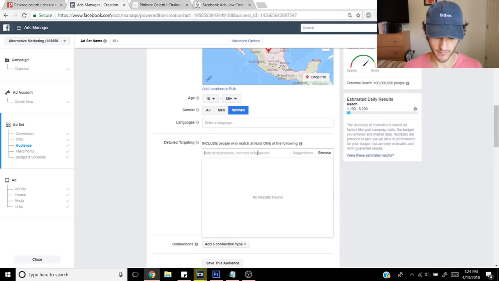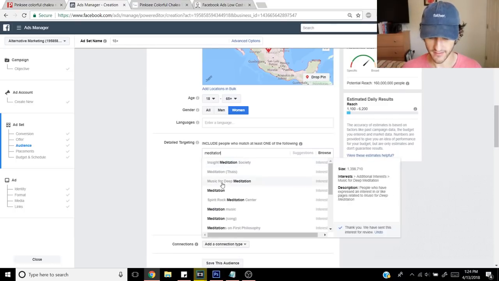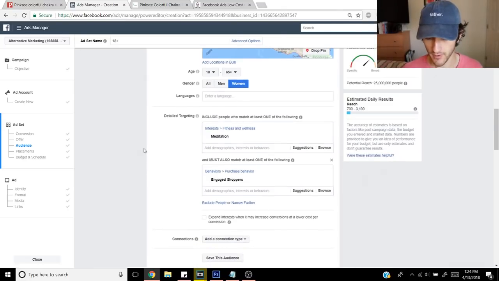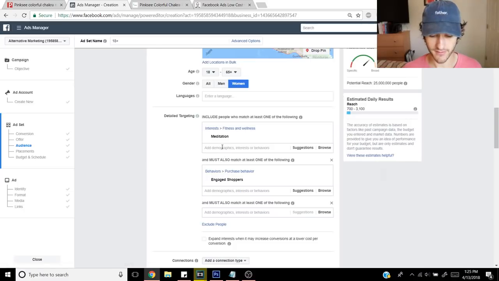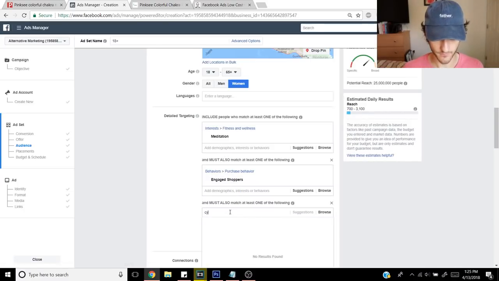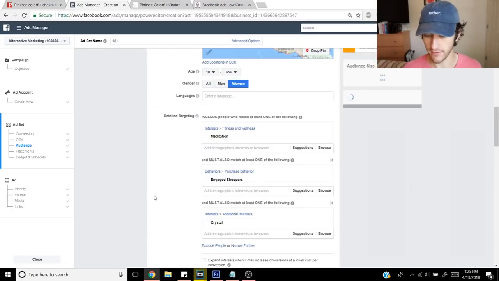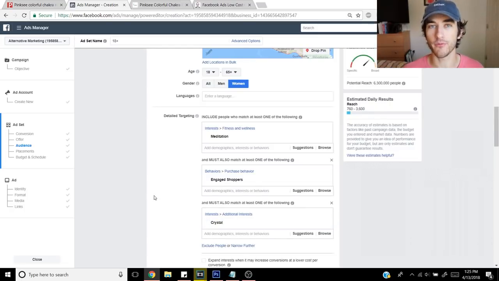Now, what was another one that we were doing? Let's say we're running the meditation one, and this one was also within our break-even point. We were making a little bit of money off of it. Now this is awesome, because now you can actually go ahead and stack interests. We found that people within this audience and people within the other audience were working really, really well. So they like meditation, they like engaged shoppers, and they also have to like crystals, okay? When we put that in there, boom, that comes down to 6.3 million people.